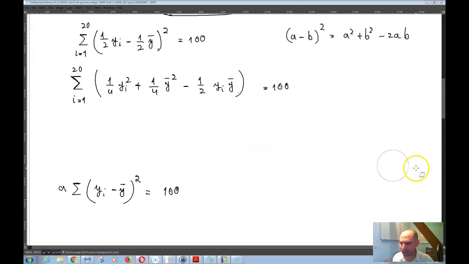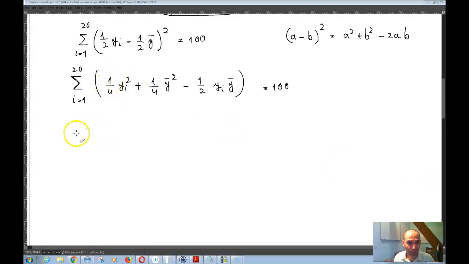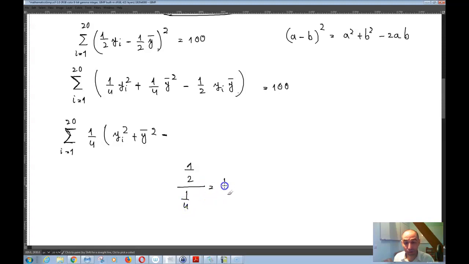What that means is that I have to take a 2 over here. If I take a 1/4 out from this part, sigma of i equals 1 to 20, and take a 1/4 out and write over here y of i squared plus y bar squared, and then minus, basically 1/2 divided by 1/4 is equal to 1/2 times 4, which is equal to 2. So it just works out the way that it should.